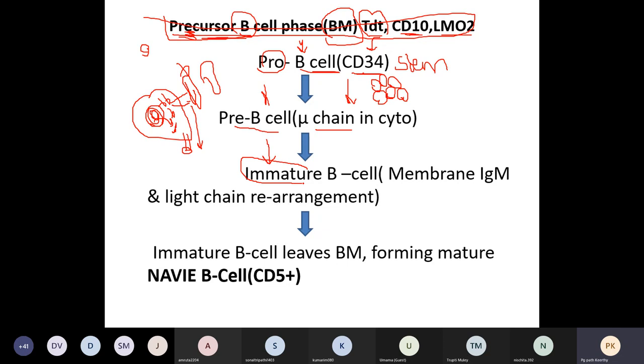What does the immature B cell have now? This immunoglobulin chain, whatever was there in the cytoplasm, has now come to your membrane like this. Now it is on your membrane, which is IgM type. So once your heavy chain has formed, now your light chain will get rearranged.